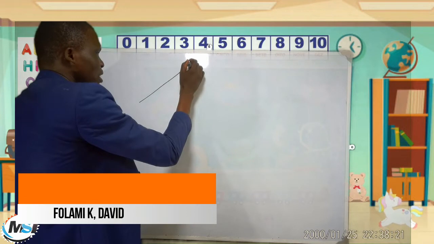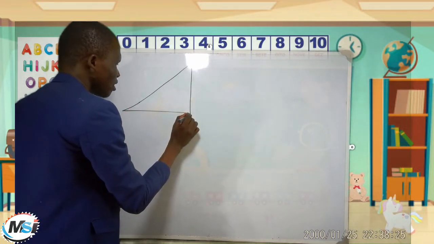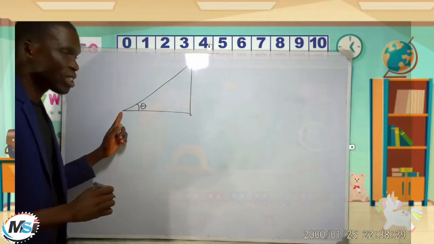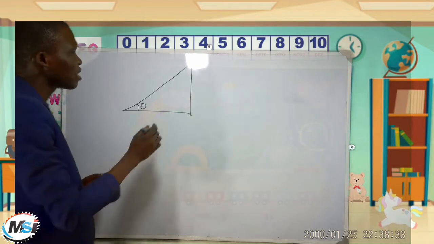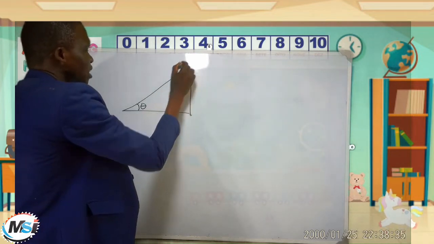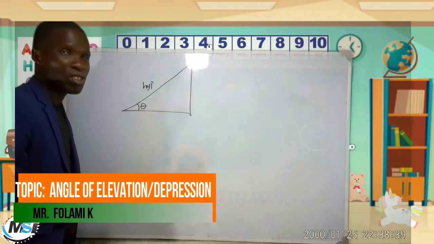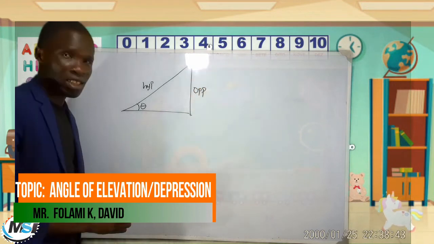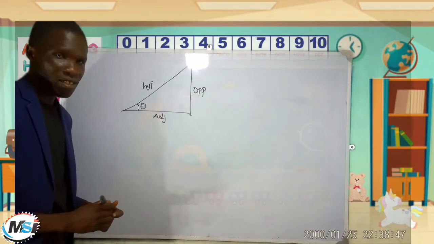You have something like this. This is angle theta, which is angle of elevation. Now, this side is called hypotenuse. This side is called opposite, and this is adjacent.